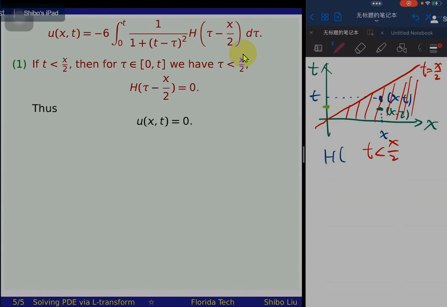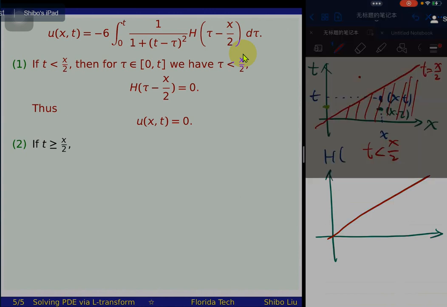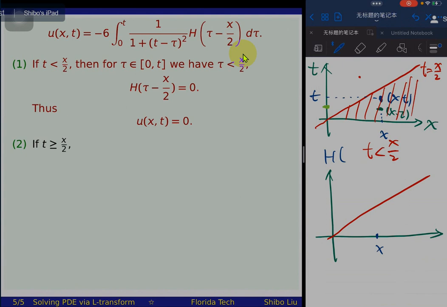Now we consider the other case that t is greater than half of x. So t is here now. So our point is here. Maybe I will draw another picture. So if t is greater than half of x, then given x here, your point t is greater. This is our point x, t. This point satisfies t not less than half of x.